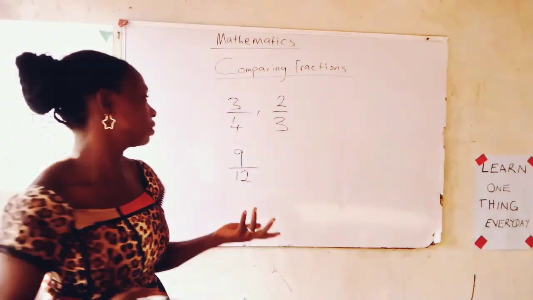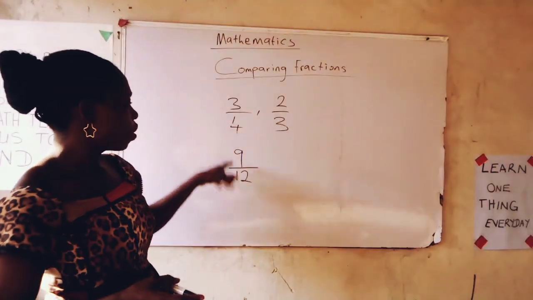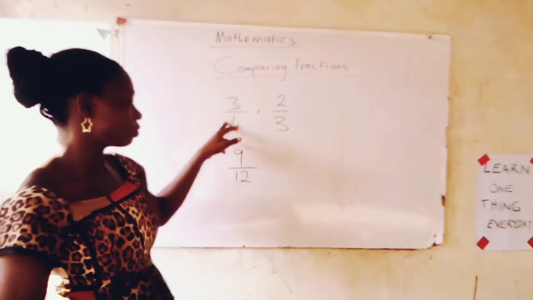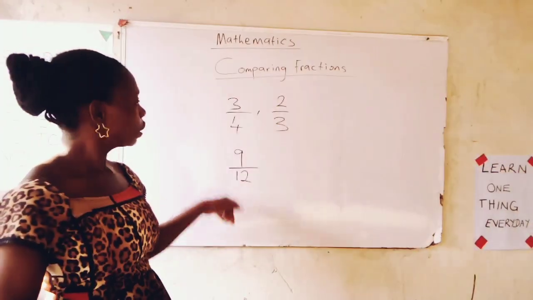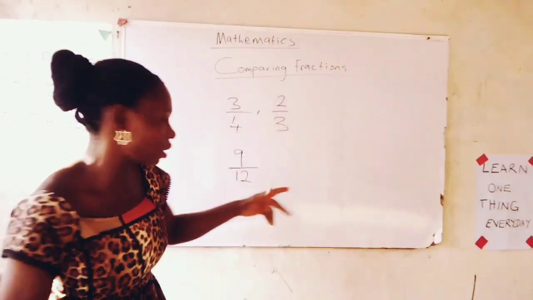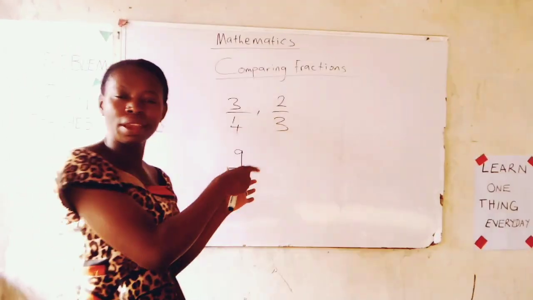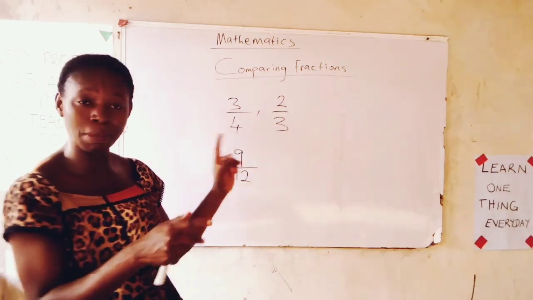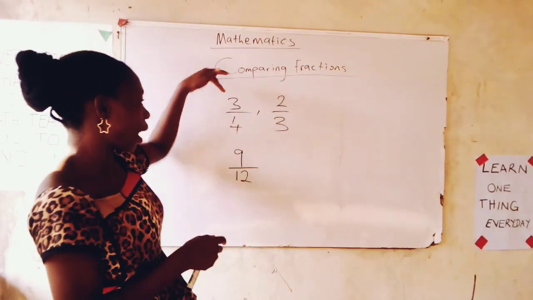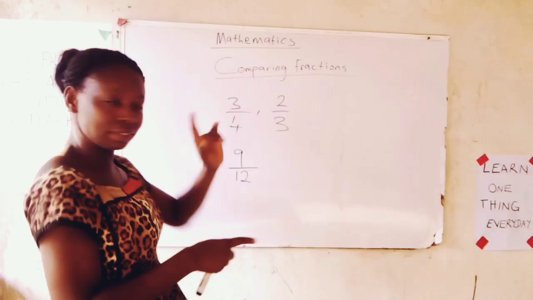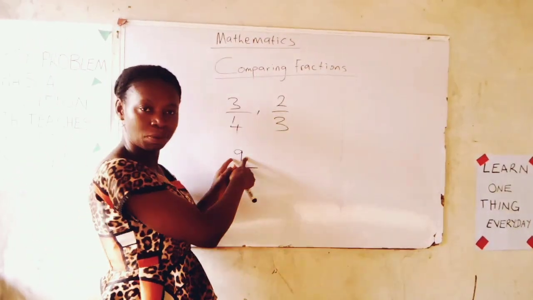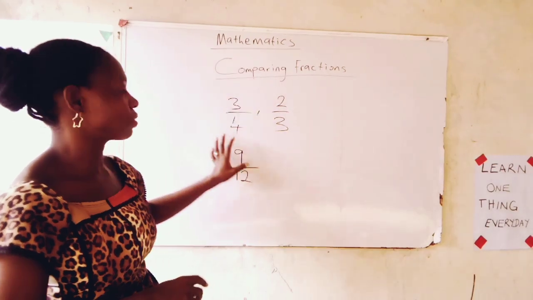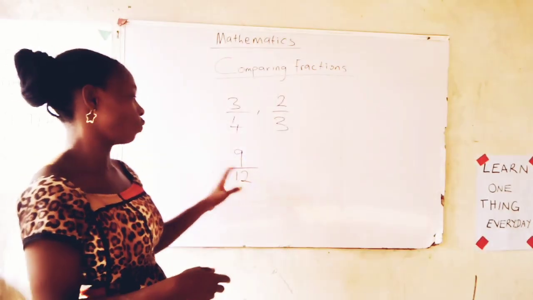Or you can simply say like this. This is 4, this is 12. What was 4 multiplied by to give me 12? 4 was multiplied by 3 to give me 12. So the numerator will be multiplied by 3 to give me the corresponding equivalent fraction. Simple. So I have to multiply the numerator by the same 3 to find the corresponding equivalent fraction, which is 9 over 12. So our 3 over 4 has been changed to 9 over 12.